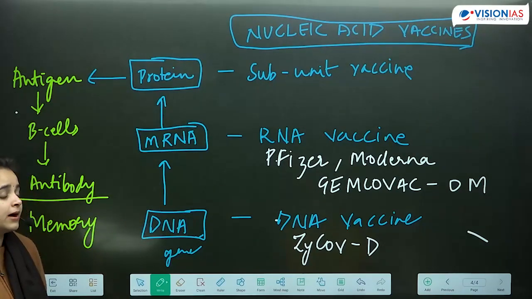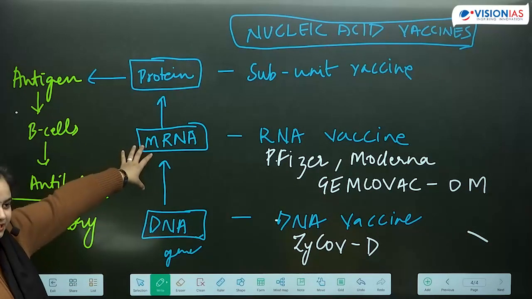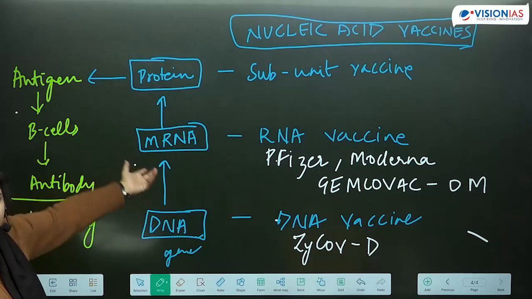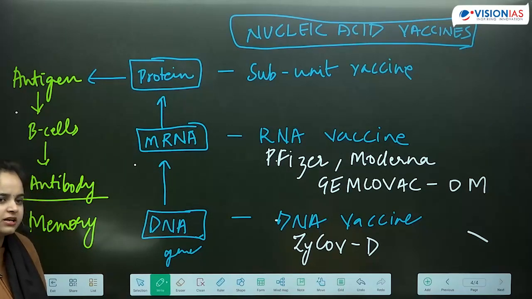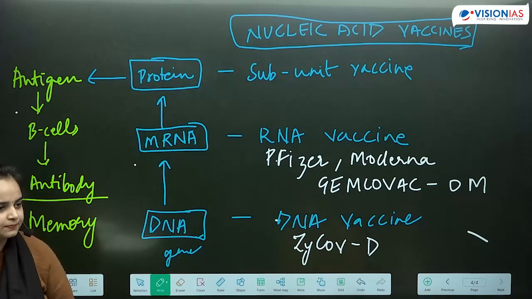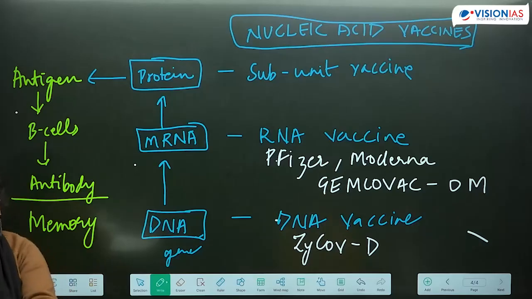The problem why it couldn't be done for so many years was the delivery. RNA especially, it's easier to find the RNA segment, but it was very unstable. So you couldn't really create vaccines for many years, but now we have done this successfully. Okay. All right.